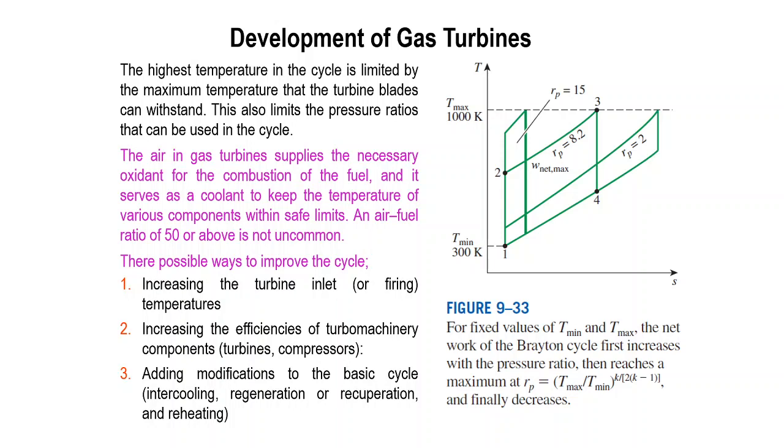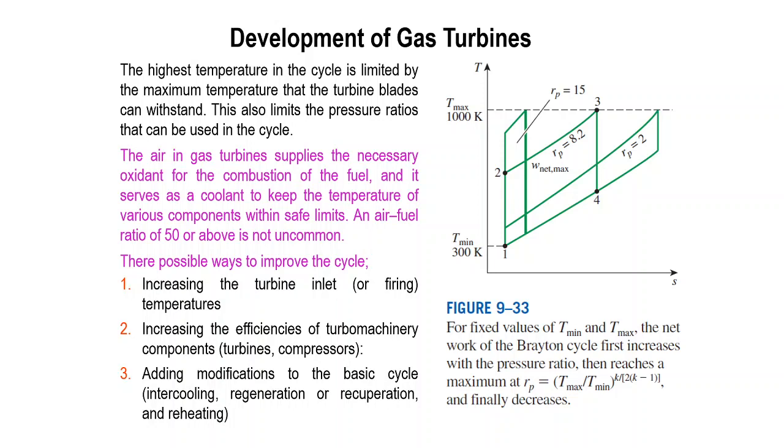The air in gas turbines supplies the necessary oxidant for the combustion of the fuel, and it serves as a coolant to keep the temperature of the various components within safe limits. Basically, an air-fuel ratio of 50 or above is not uncommon. So there are possible ways to improve the cycle.